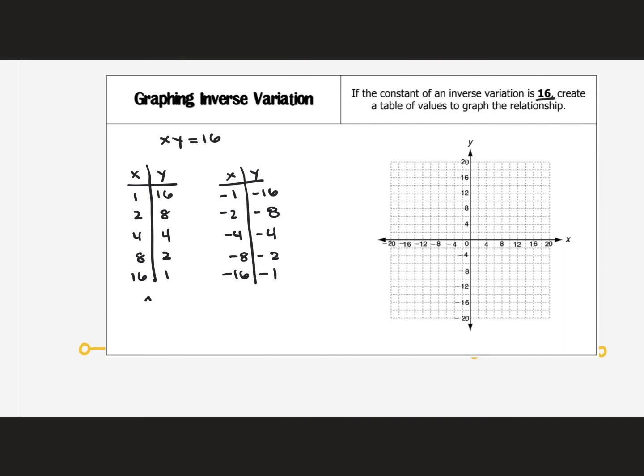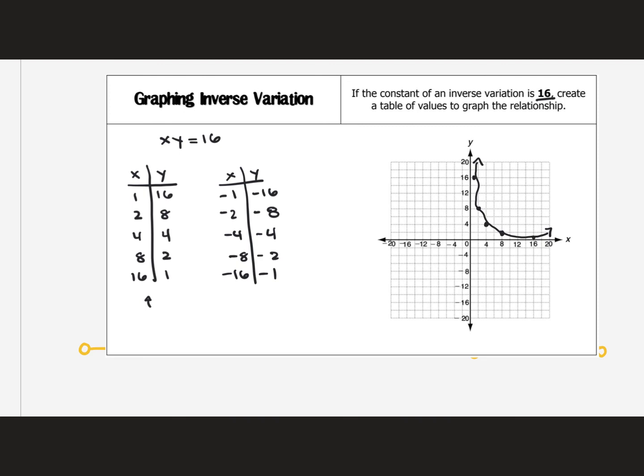So starting with this first graph here, I have 1, 16, which is going to be about here. I have 2, 8, 4, 4, 8, 2, and 16, 1. So we can kind of see, even though my line is not perfect, I apologize, how the graphs inversely go in opposite directions.